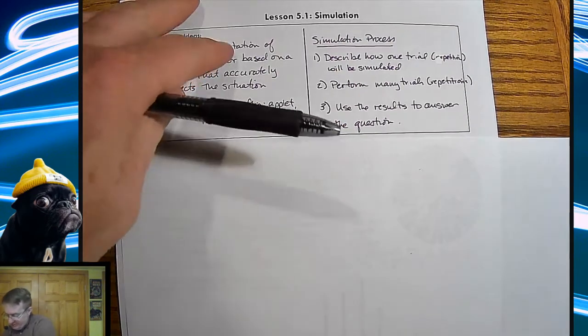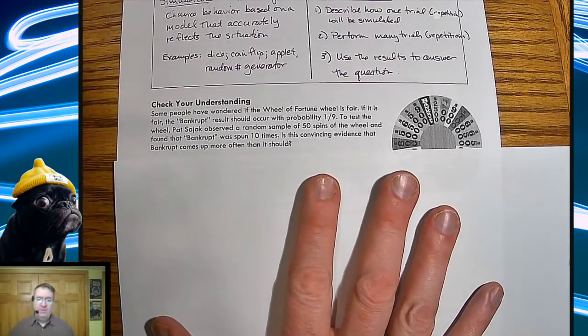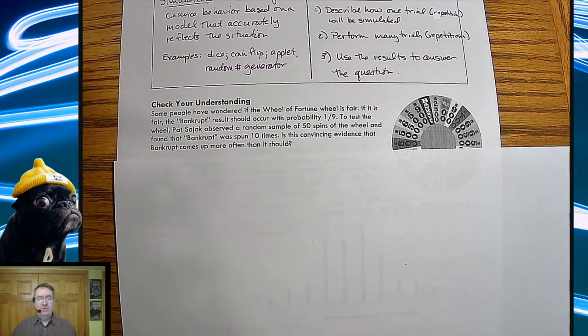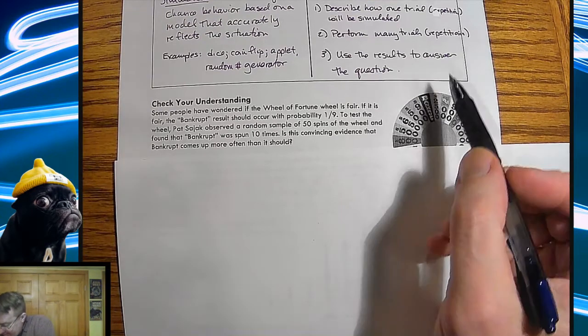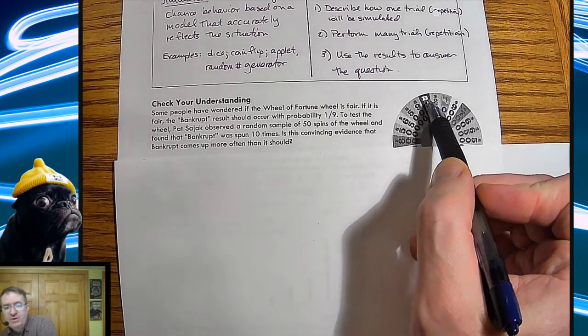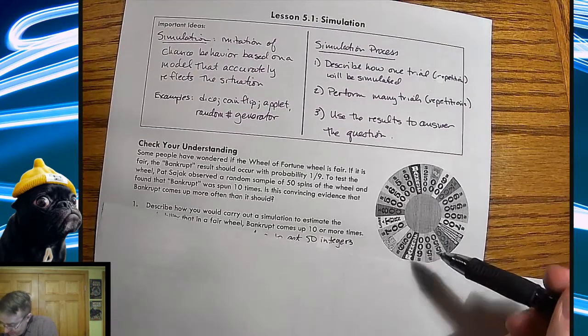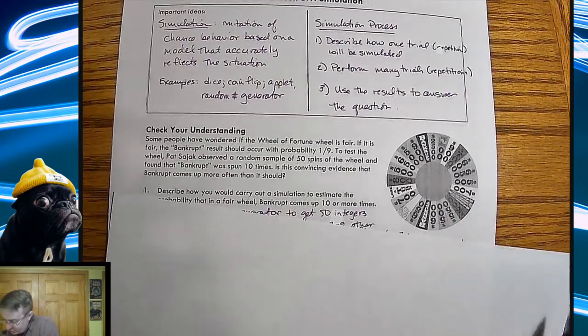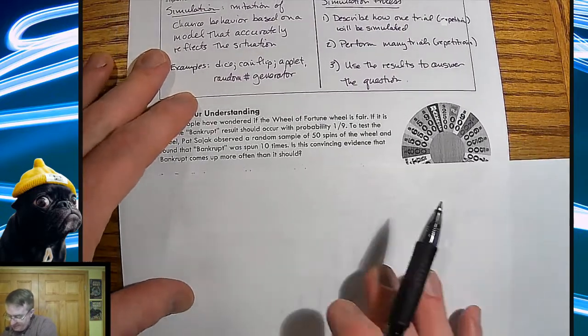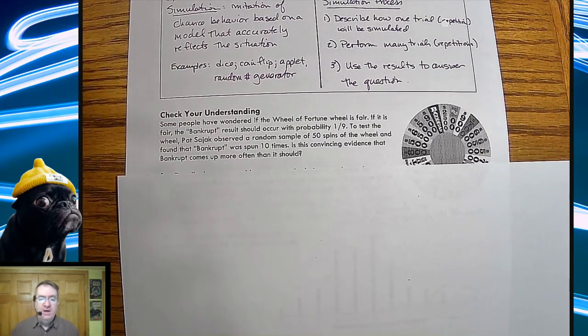We have a question down here to go through about Wheel of Fortune. Some people have wondered if the Wheel of Fortune wheel is fair. If it is fair, bankrupt happens with a probability of 1 out of 9. To test the wheel, Pat Sajak observed a random sample of 50 spins of the wheel and found bankrupt happening 10 times. Is this convincing evidence that bankrupt comes more often than it should?